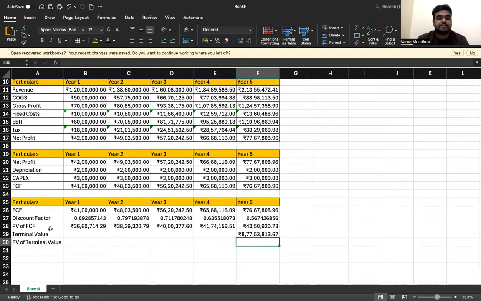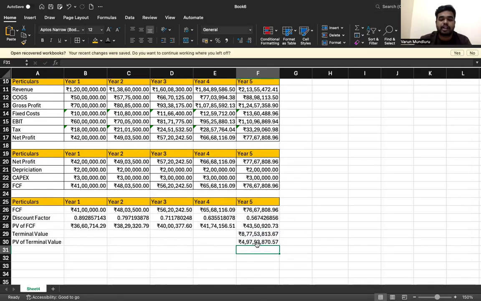Now, in the same way as we did the present value for free cash flows, we will find the present value of terminal value. That is terminal value into the discounting factor of year 5. Now we have got our present value of terminal value.